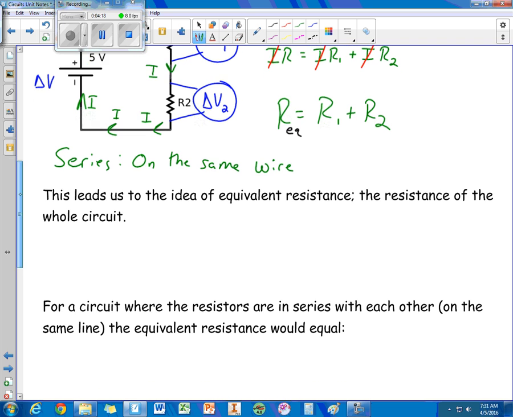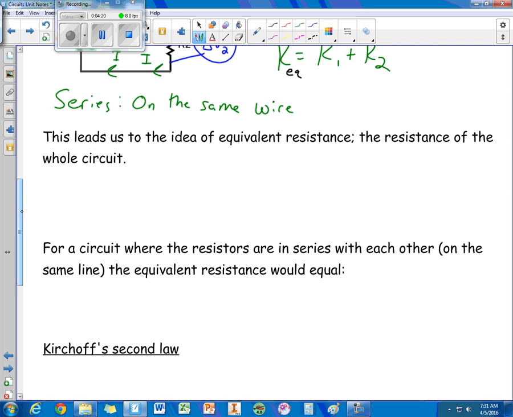So looking at resistors where they are in series, the equivalent resistance equals the sum of all the individual resistors.